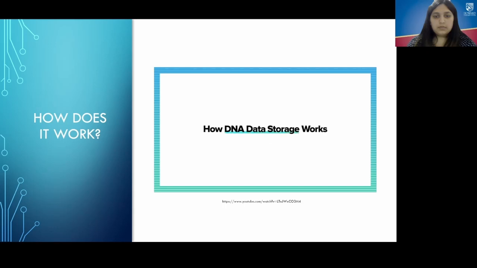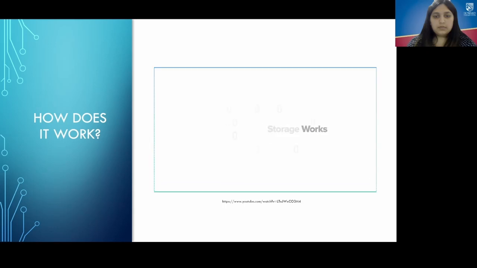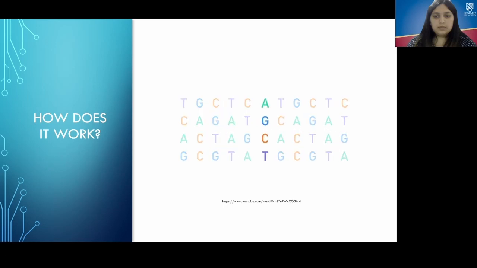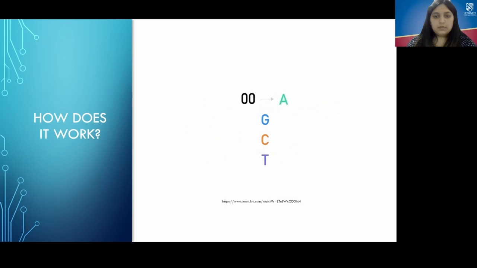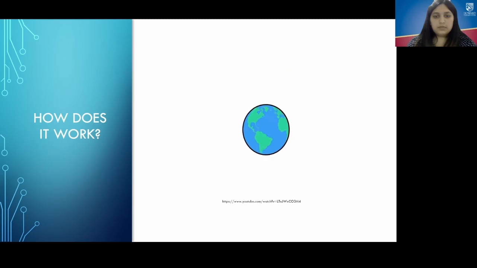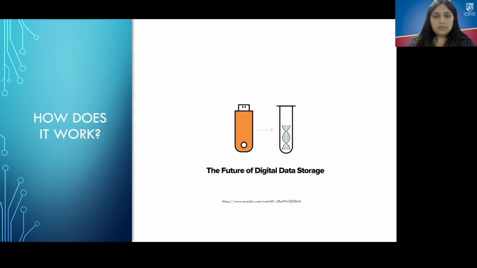Storing digital data in DNA. This is how the process works. First, the digital data is converted from zeros and ones to the 4 building blocks of DNA: A, C, G, and T. 0, 0 becomes A, 0, 1 becomes G, 1, 0 becomes C, and 1, 1 becomes T. Twist Bioscience then writes the sequence of DNA. DNA can be stored for thousands of years and is decoded when needed. DNA, nature's preferred storage media. The future of digital data storage.